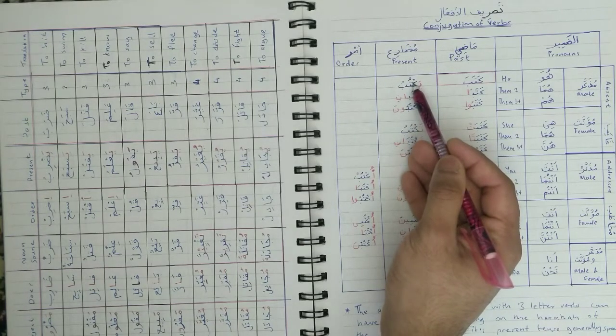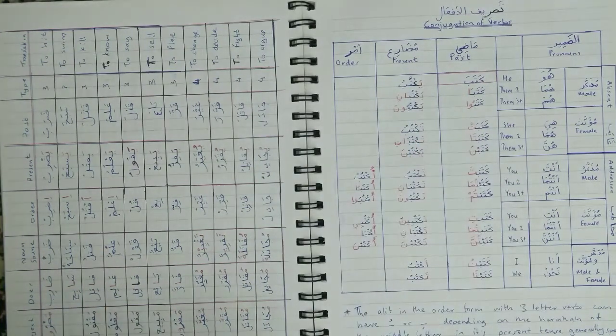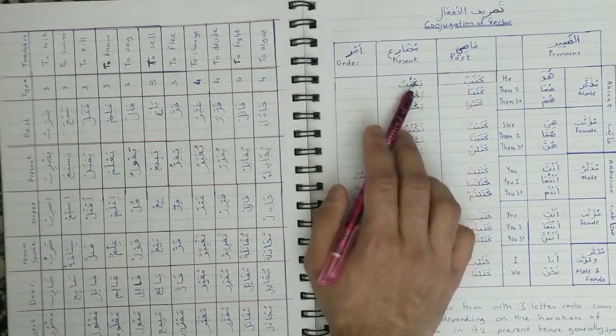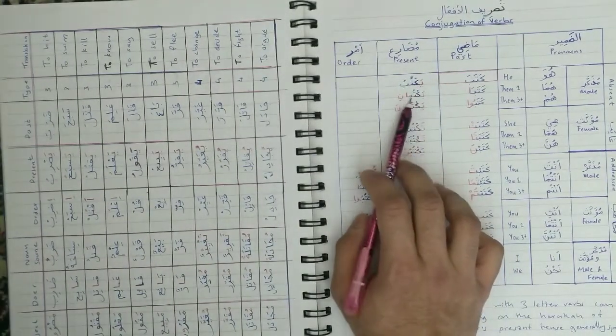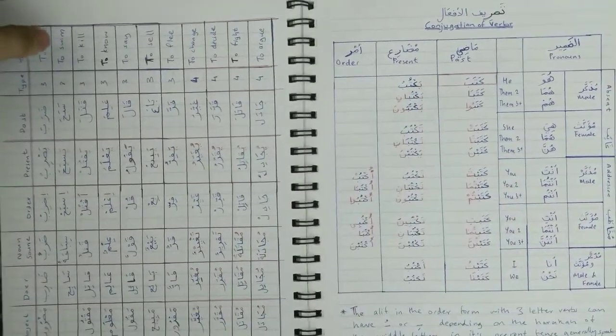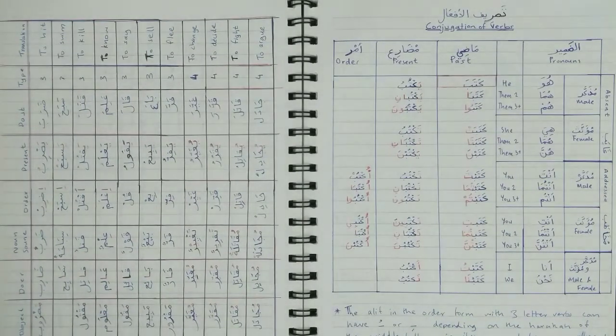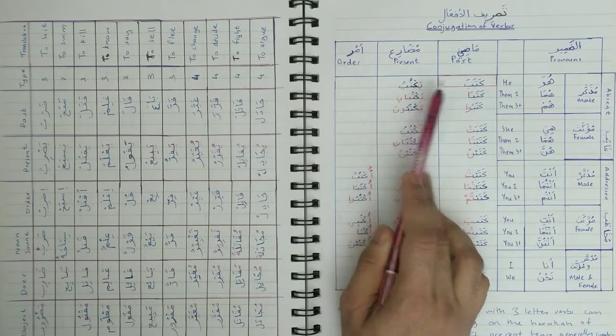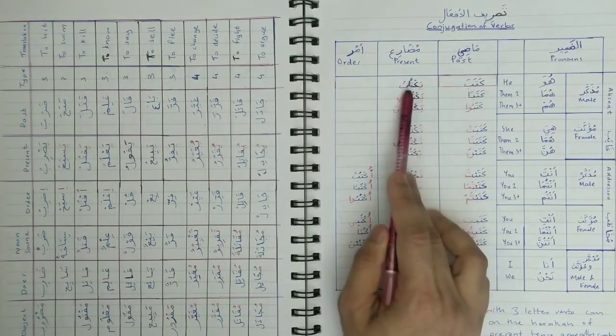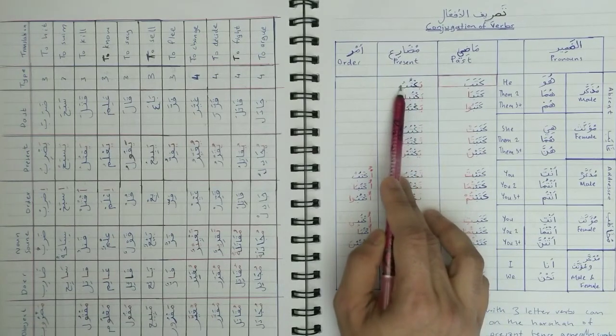Sukun is this stopping sign, or in another form, it's known as jazm. So sukun, jazm, that's what this sign is. So yaktubu, which means he is writing. Understand? So if you're wondering why did the harakat, here we see all fathas, kataba, why did it change to sukun over there and dhamma to here and dhamma to there?